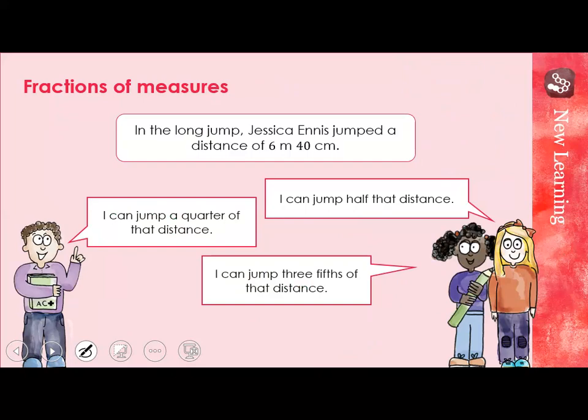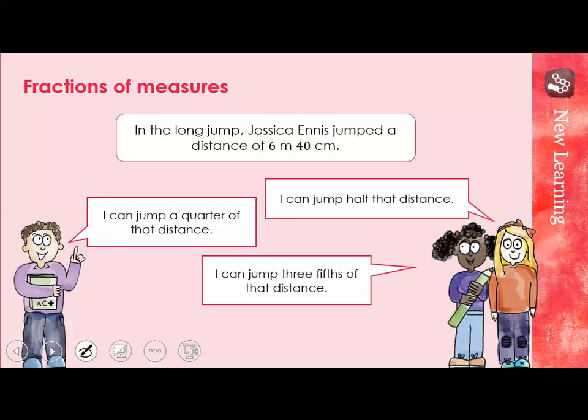So let's have a look at some of the ways this could be represented as a word problem. In the long jump, Jessica Ennis jumped a distance of 6 meters and 40 centimeters. I've got one person here saying, I can jump 1/4 of that distance. I can jump 1/2 of that distance. I can jump 3/5 of that distance. We're not going to go through and work each one of these out, but what I want you to be able to do is identify what the question is asking you to do.